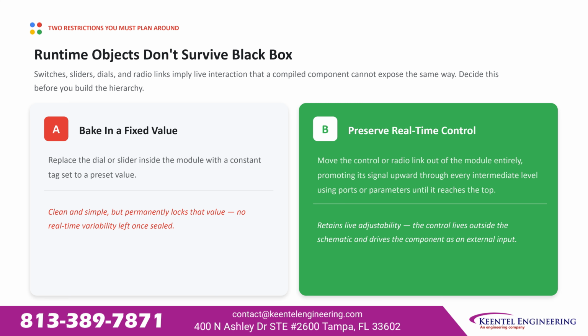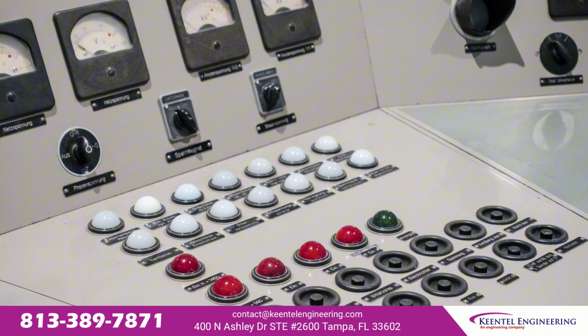Option B is to preserve real-time control. Move the control or radio link out of the module entirely, promoting its signal upward through every intermediate hierarchy level using ports or parameters until it reaches the top level. The control then lives outside the sealed schematic and drives the component as an external input, retaining full live adjustability. The choice determines whether the sealed component is a fixed behavior artifact or a configurable one. Deciding this before building the hierarchy saves significant rework.